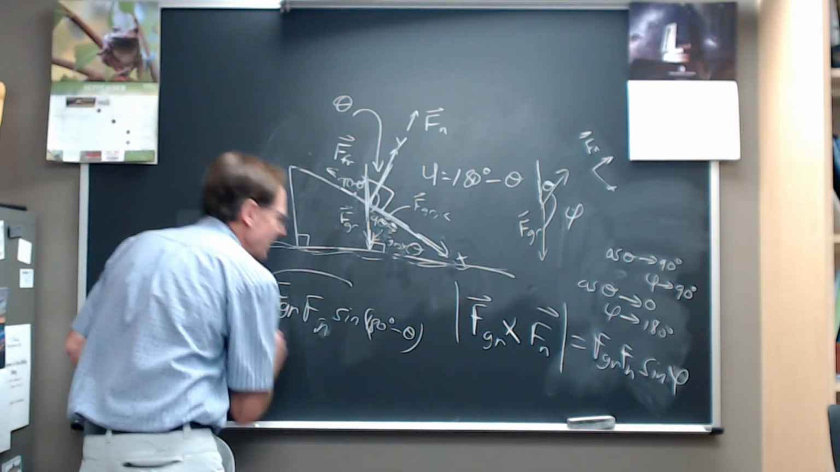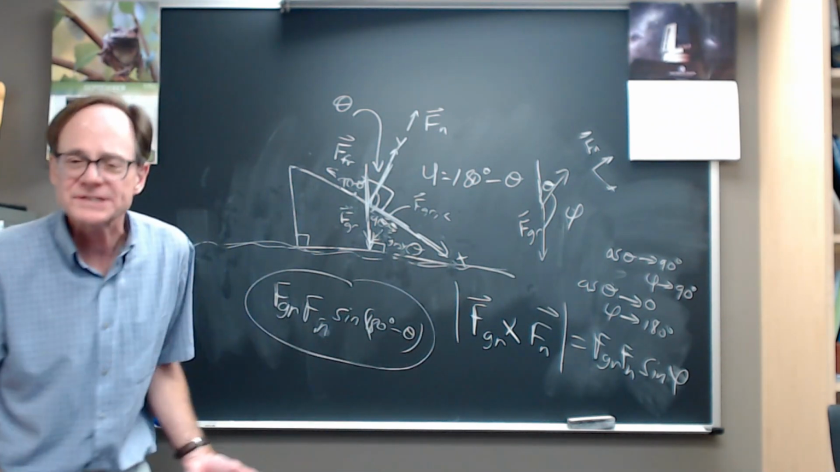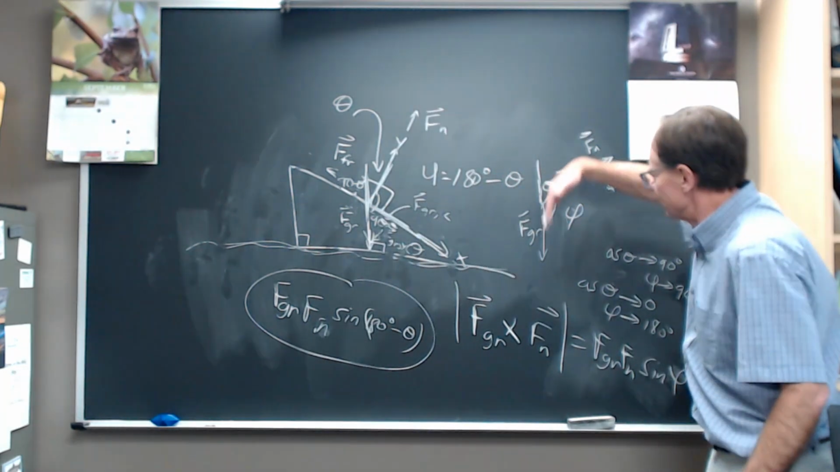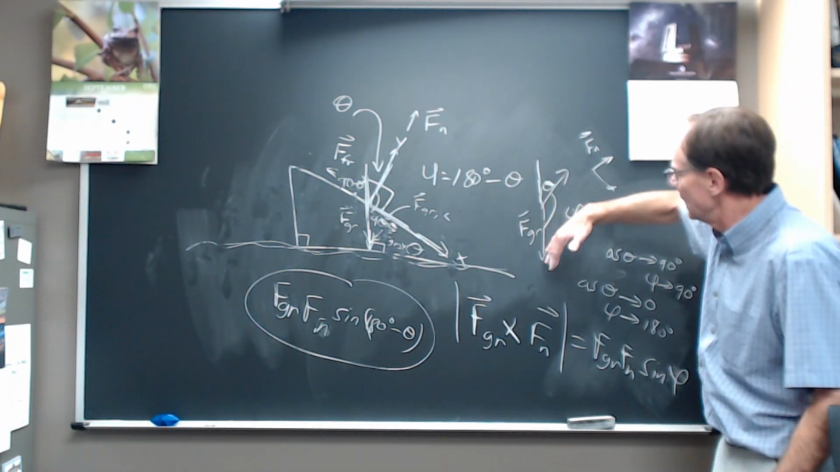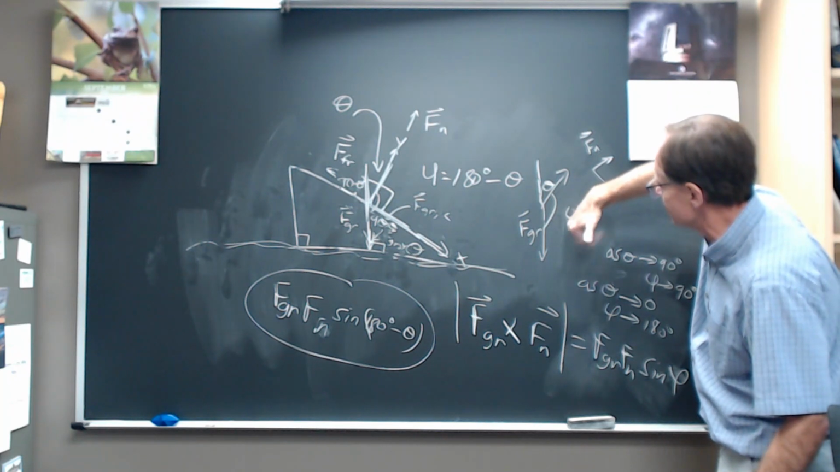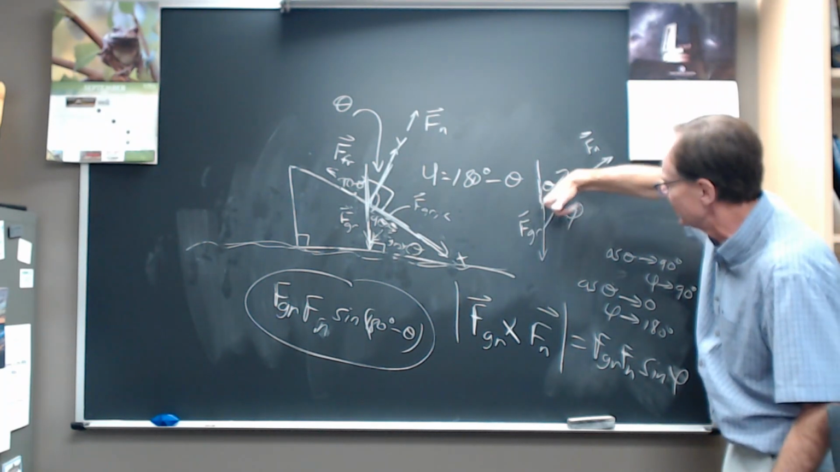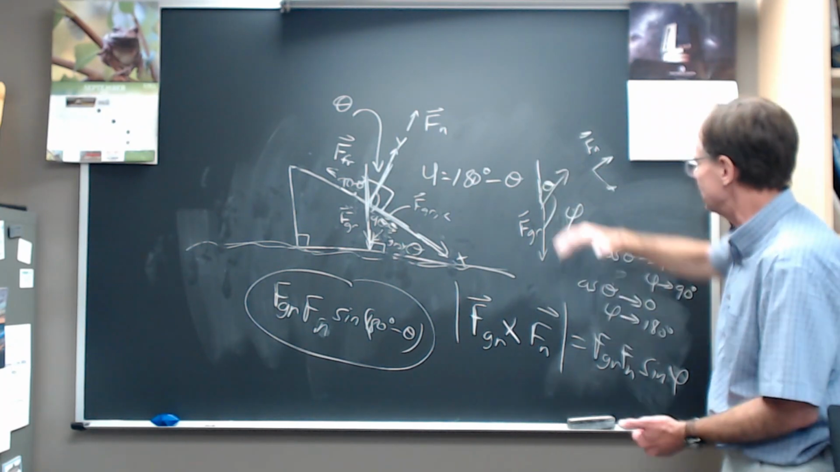But so that's the magnitude of the cross product. What's the direction of the cross product? Well, we have to put our fingers in the first direction of the first force and curl it into the second force through the smaller angle. This is the smaller angle around here. It's the one that's under 180 degrees. And so it's going to be out of the board in this case.